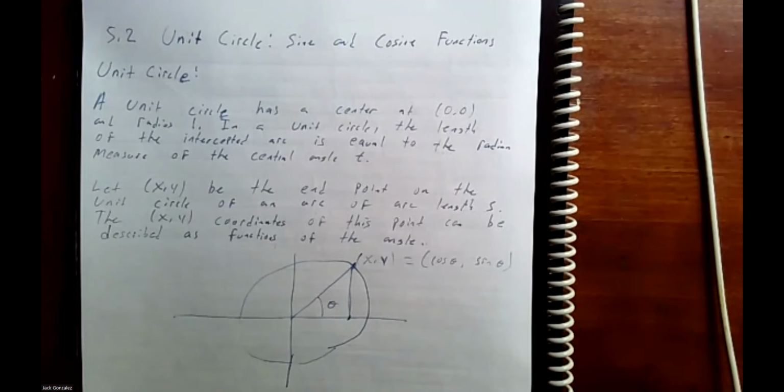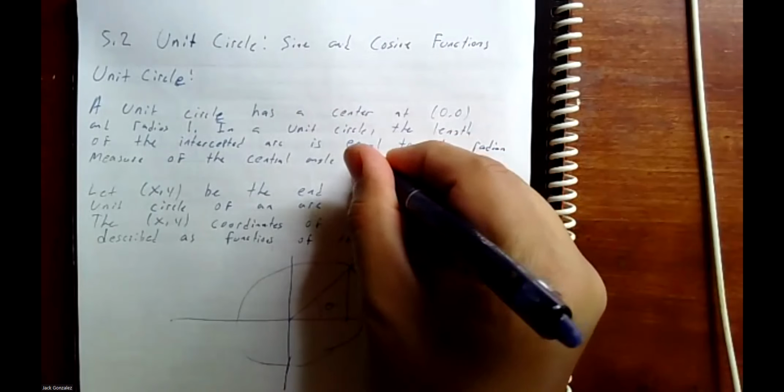So a unit circle has a center at 0, 0, so it's right in the middle. Ignore my horrible circle, can't draw. And radius 1. So imagine this is a circle, perfect circle going out 1. The length of the intercepted arc is equal to the radian measure of the central angle. We'll call this theta instead.